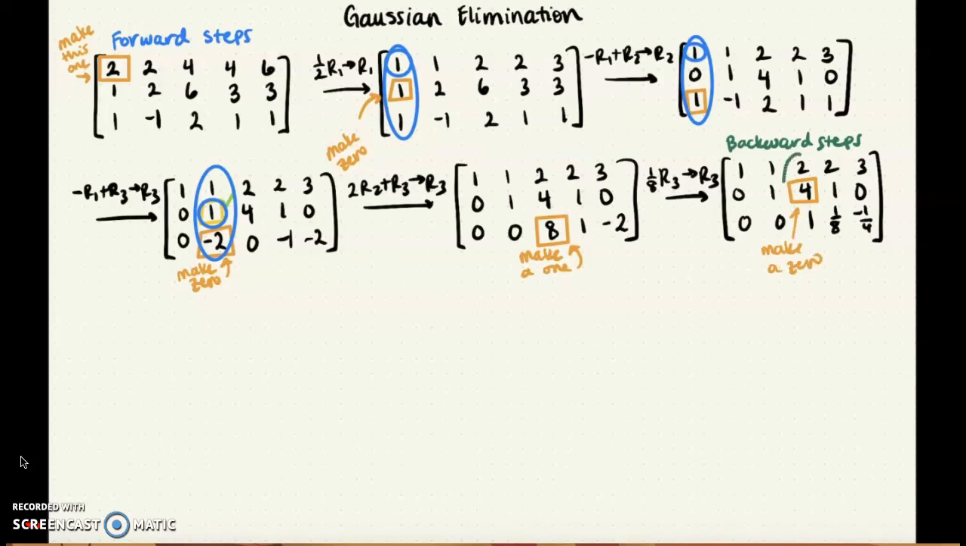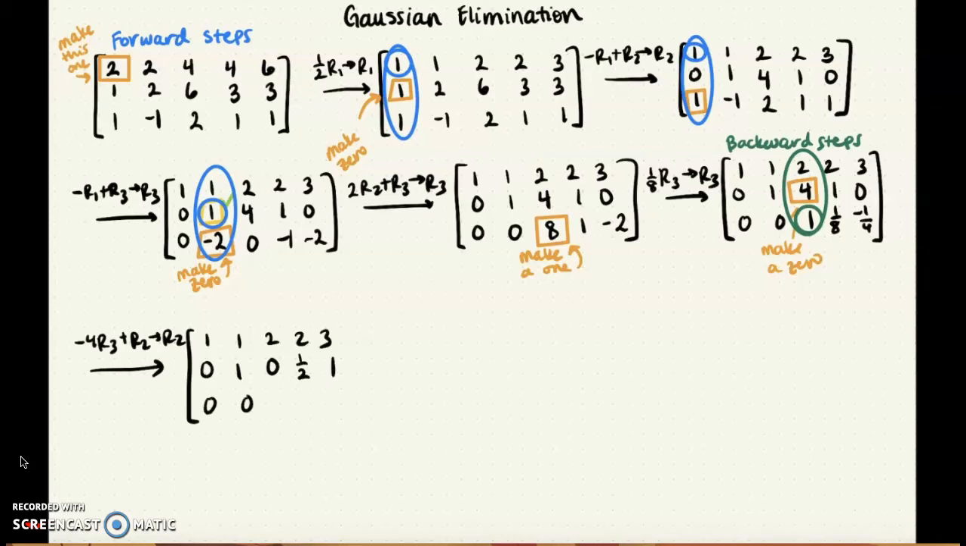Now that we're in the third column, we want to use the leading one in that column to complete our tasks. So we're going to use the third row because that's where the leading one in that column is. So I'm going to do -4 row 3 plus row 2 into row 2. And that's going to leave me with 1, 1, 2, 2, 3. And the next row will become 0, 1, 0, 1/2, 1. And then the third row stays the same.